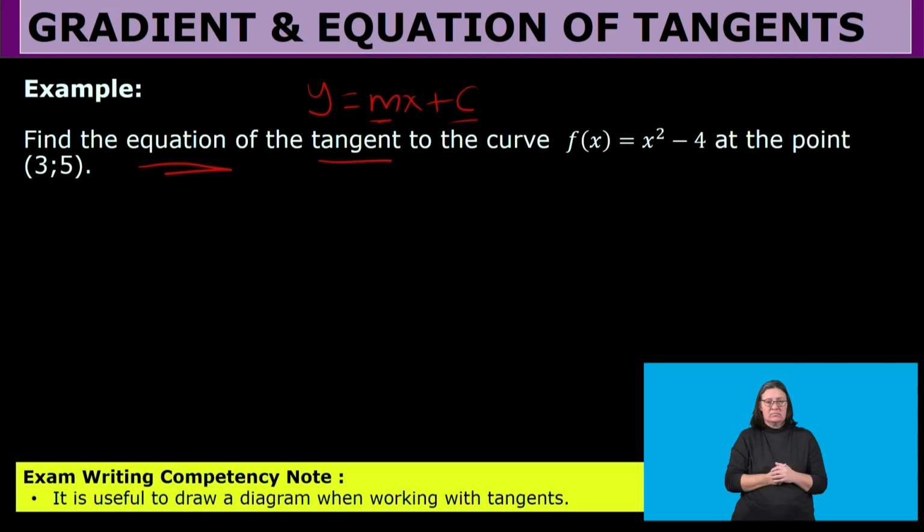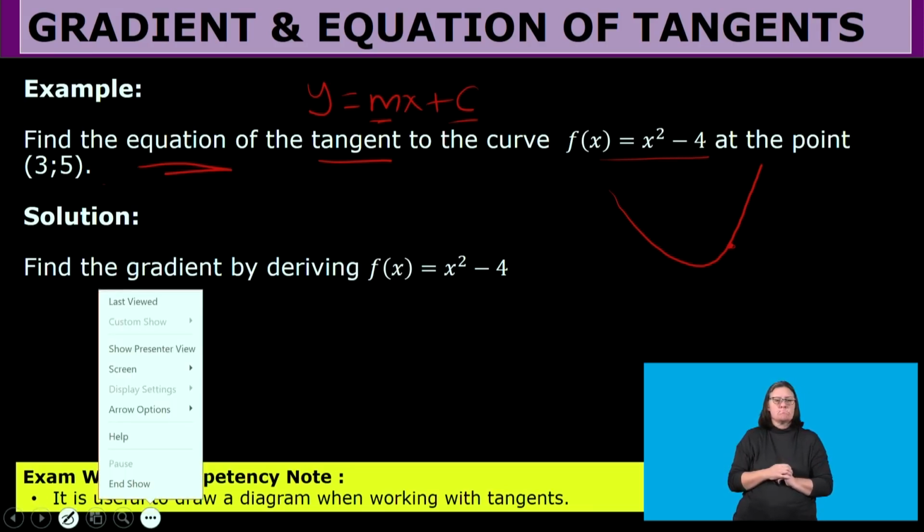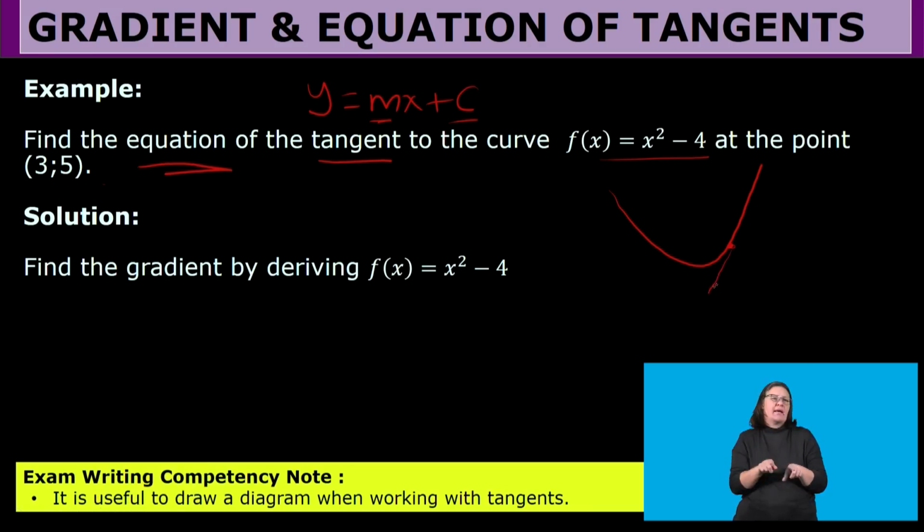Find the equation of the tangent to this curve, which is a parabola, at the point (3, 5). Now, what's very, very useful when you see a question like this is to draw a diagram. What exactly is happening? Remember, as I just showed you just now, visualize what's going on. This is our curve, x squared minus 4. We've got a tangent to this graph at the point x is equal to 3. So it's going to look something like this.